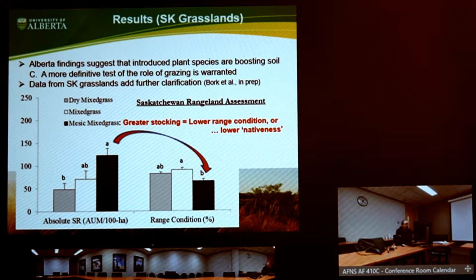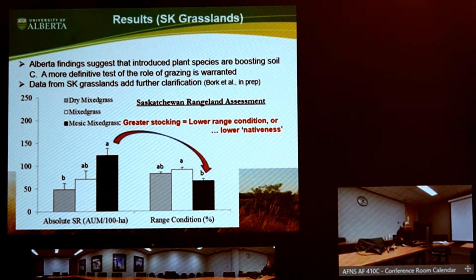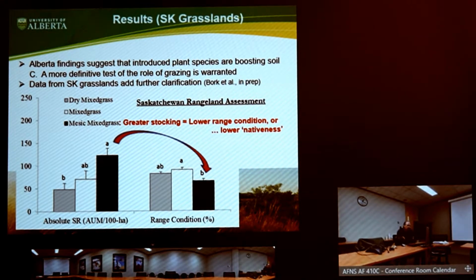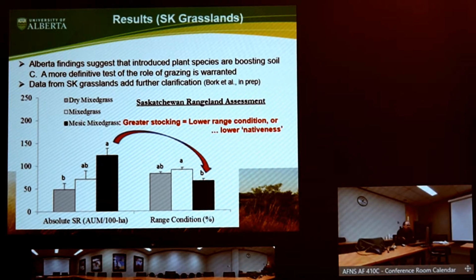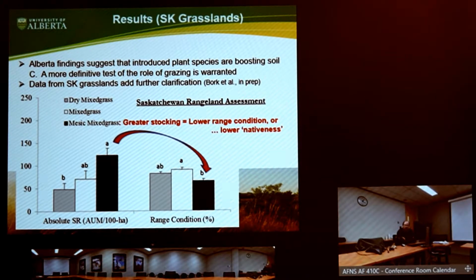So I want to switch gears now to looking at the Saskatchewan data, because the Saskatchewan data give us the ability to further explore this influence of stocking rate and plant compositional change. So in this graph here, what I've basically done is separated out the dry mixed grass, the mixed grass, and the mesic mixed grass sites.